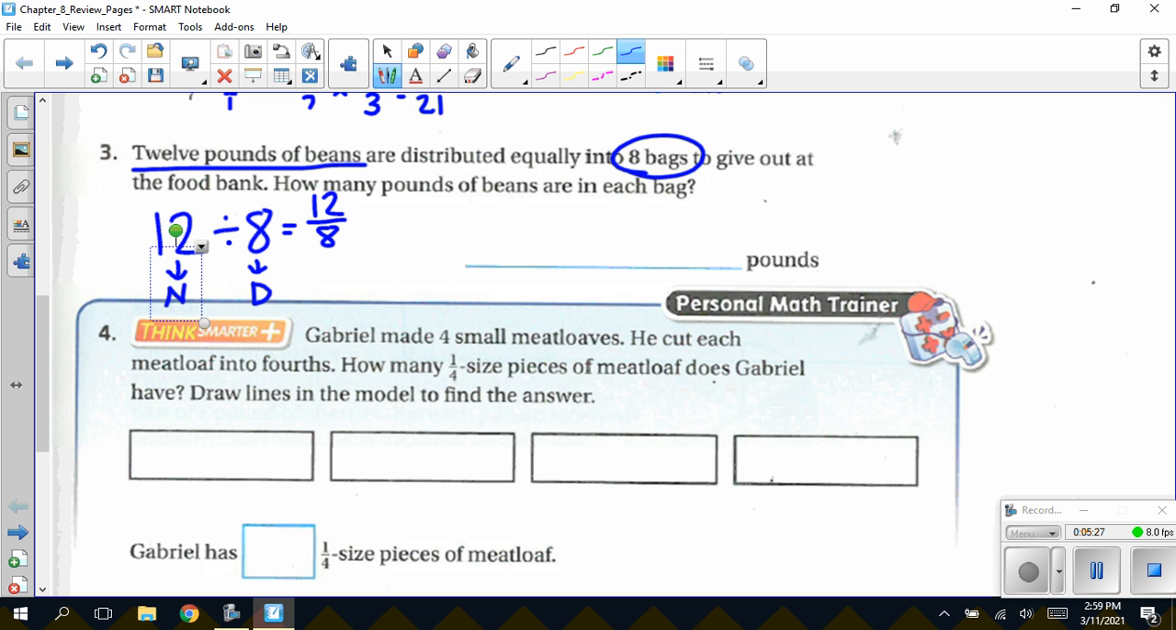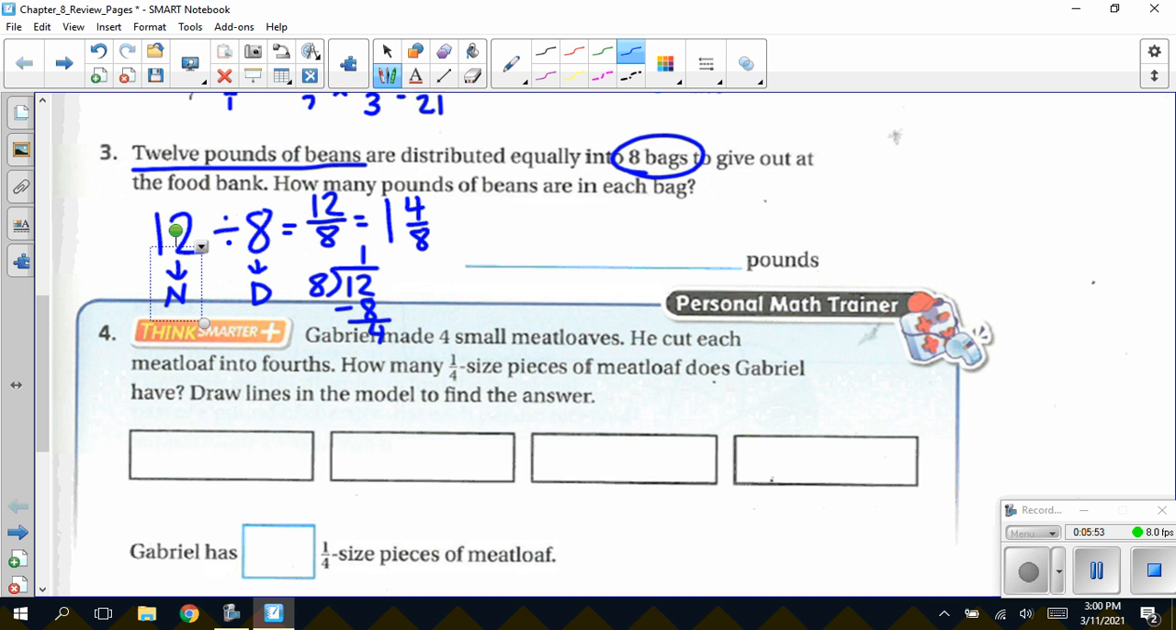Now I know that I cannot have an improper fraction for my final answer. So when I T-bow this, the 12 goes on the inside, the 8 is on the outside. 8 does go into 12 only one time. 8 times 1 is 8, and 12 minus 8 equals 4. So when I write that mixed number, I have 1 and 4 eighths.